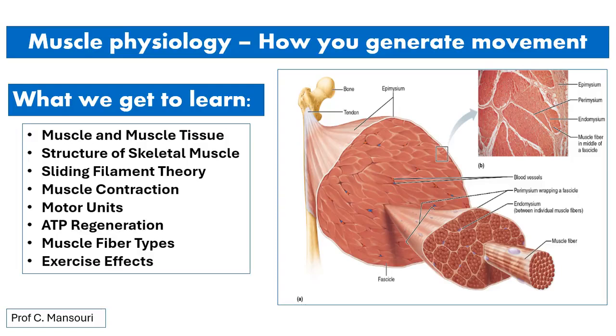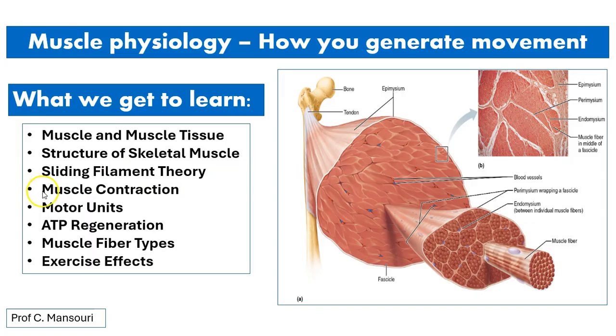Hello, learners, and welcome to Chapter 9, which is all about muscle physiology. We're going to learn about how we generate movement in the body. So first, we'll start off with structure and organization of muscle tissue. Then we'll figure out how muscles actually shorten for contraction through the sliding filament theory.